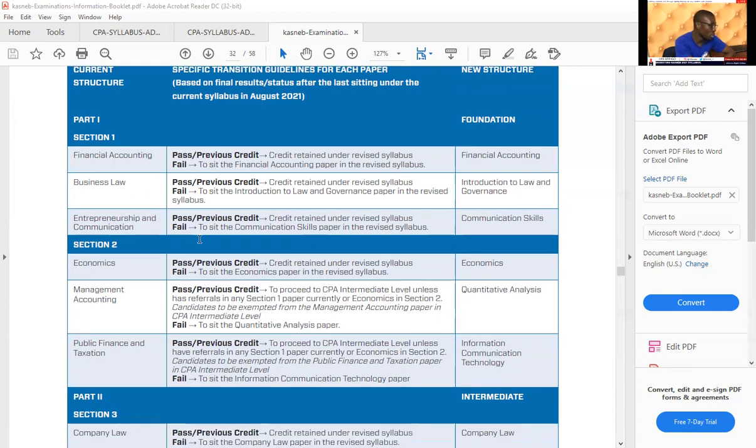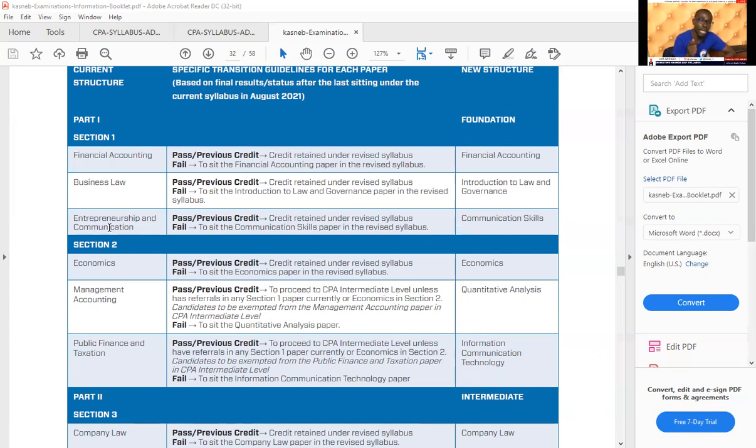So you're going to do introduction to law and governance, assuming you fail law. Talk about entrepreneurship and communication. In this event, maybe you did your entrepreneurship and communication, and by good luck, you passed. You're going to retain that credit. But in the event that you have failed, you're going to do communication skills, which is substituting entrepreneurship and communication. The content here has substantively changed.